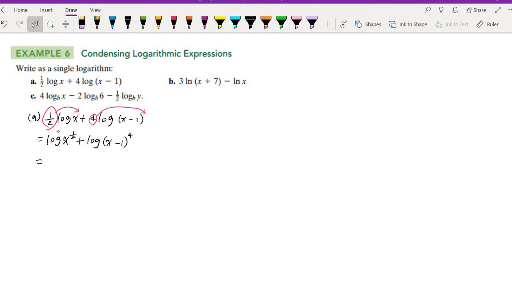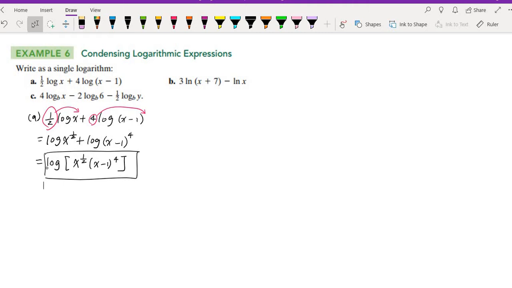Because of the plus between, we can use the product rule, which means we're going to have log. The product rule tells me I'm going to have x to the 1/2 power, then x minus 1 to the 4th power. Close the parenthesis. So here is my solution.